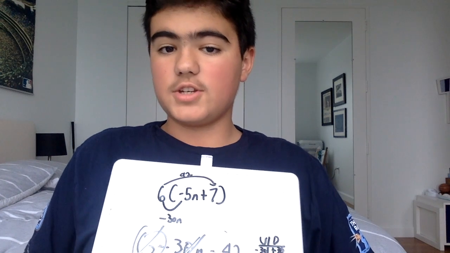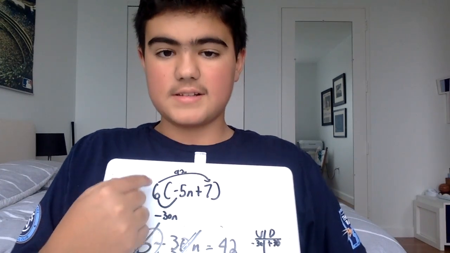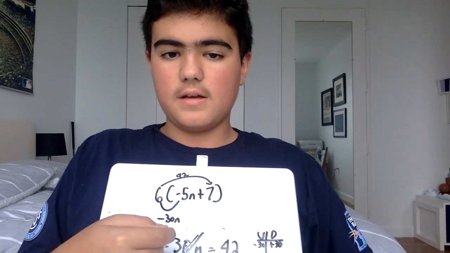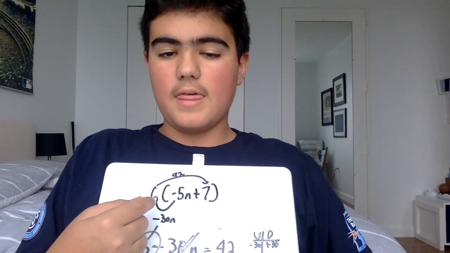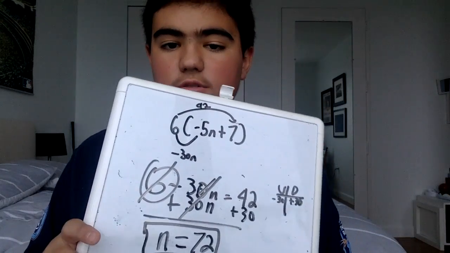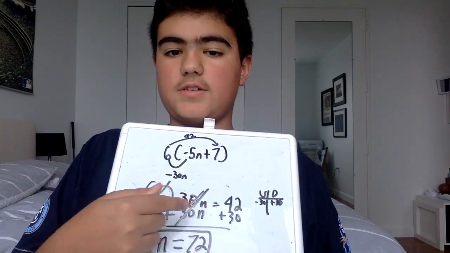Our final equation is distributive equations. Here's an example. 6 times 5n is 30n, because you would distribute it into the parentheses. And then 6 times 7 is 42. And then what you would do is 6 minus 30n equals 42.